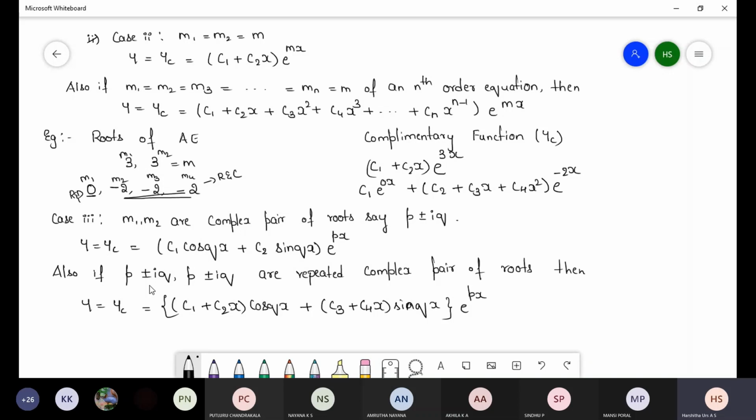First we have to write the repeated root formula, then after that the complex pair of roots. First one is cos qx, second one is sin qx. After that we have to write the p value, that is e power px.